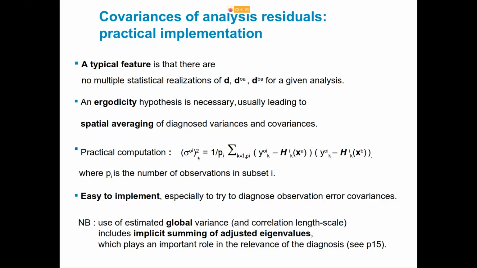For instance, for sigma square, this is the sum of the cross product between observation minus analysis departures with the innovations divided by the number P of observations. So this is rather easy to implement, especially to try to diagnose observation error variances and covariances. It must be noticed that the use of estimated global variance and correlation length scale potentially includes implicit summing of adjusted eigenvalues, which plays an important role in the relevance of the diagnosis, as will be detailed in page 15 of this presentation.